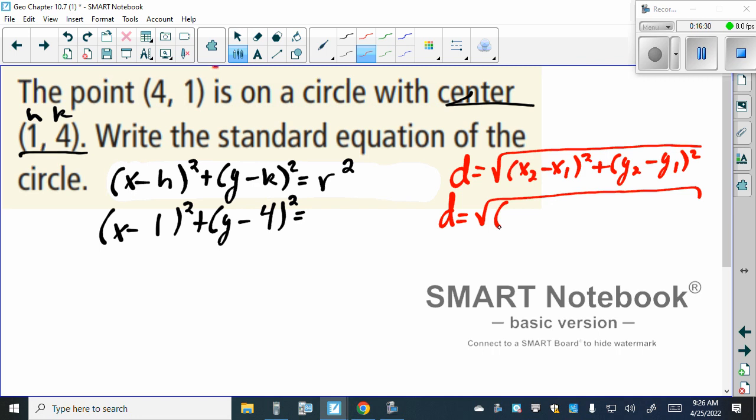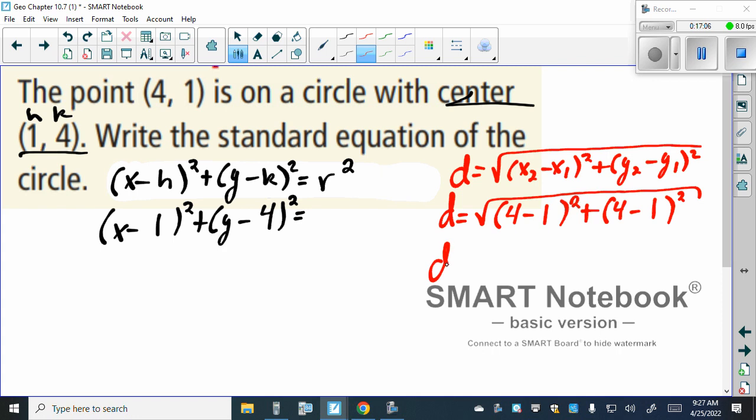Now, the point and the center, what are our two x values? So we'd have 4 minus 1. Then what are our two y values? How would I write it? Which one would go first? It doesn't matter. And the reason it doesn't matter is because of the square. Because if I put 1 minus 4, 1 minus 4 is what? Negative 3. Negative 3 squared is 9. Negative 3 times negative 3 is 9, yes?